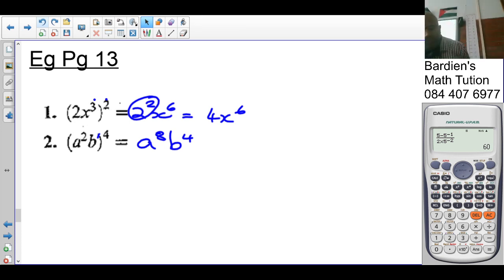So what we're going to do is, from that exercise on page 14, we're going to do number 2 quickly.